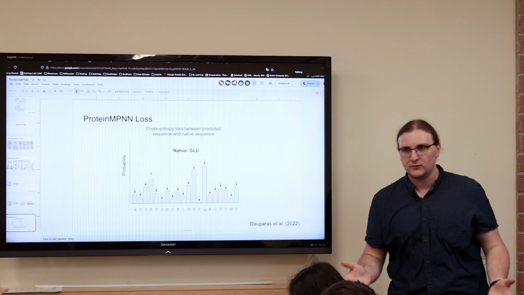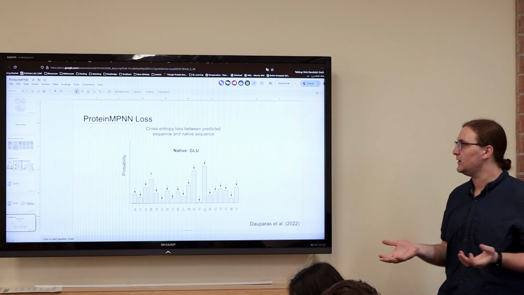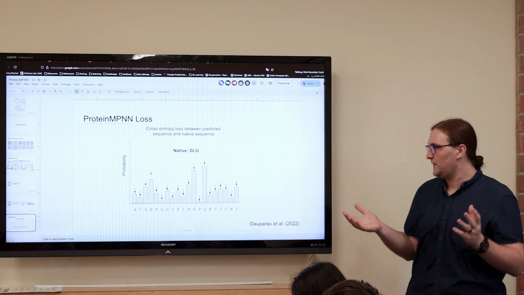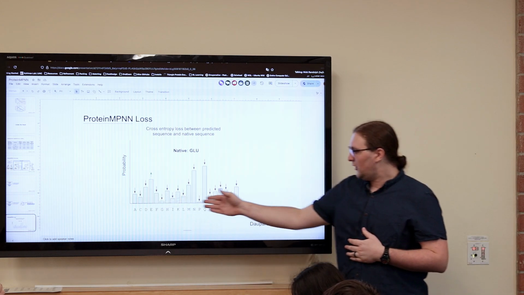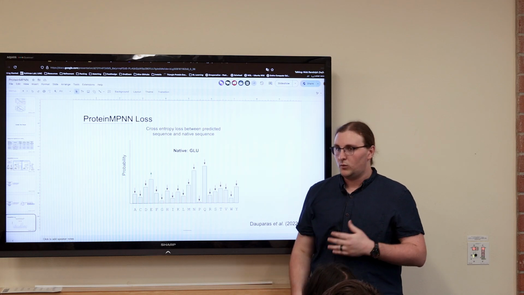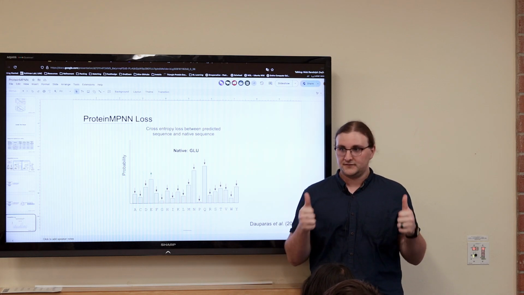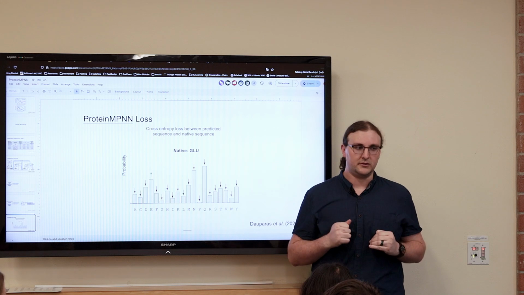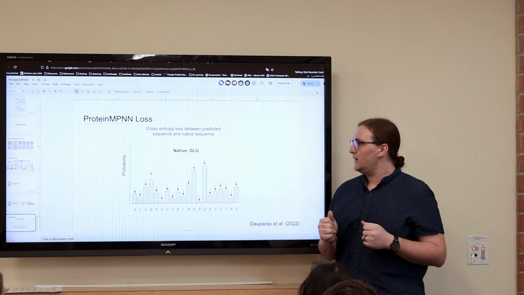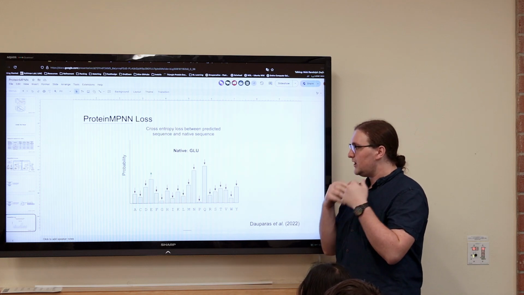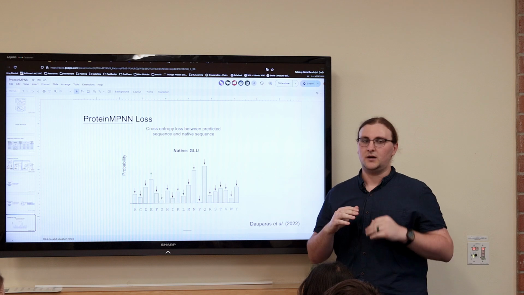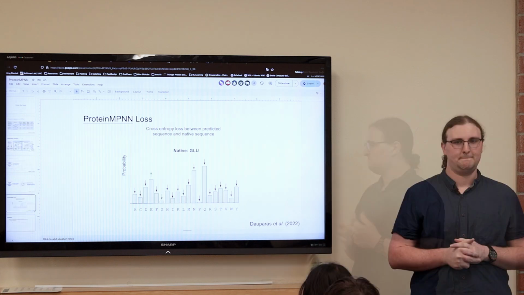Okay, the loss that was trained was this categorical cross entropy loss between the predicted sequence and the native sequence. Really, all that means is we have a probability distribution over the different amino acid types. We know what the native is, in this case, glutamic acid. What we want to do is increase the probability of selecting glutamic acid while decreasing the probability of everything else that is wrong. So that's really all this loss function is trying to do. So every position is making a prediction, a distribution of what its amino acids are, and then we're pushing the native one up while decreasing the others.